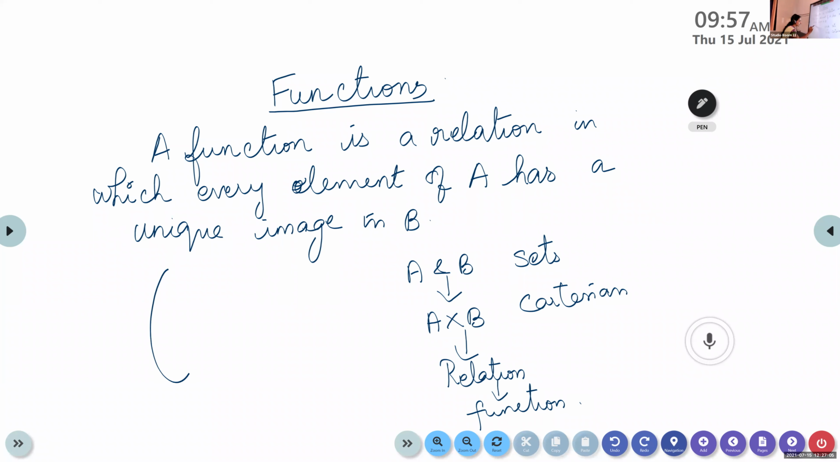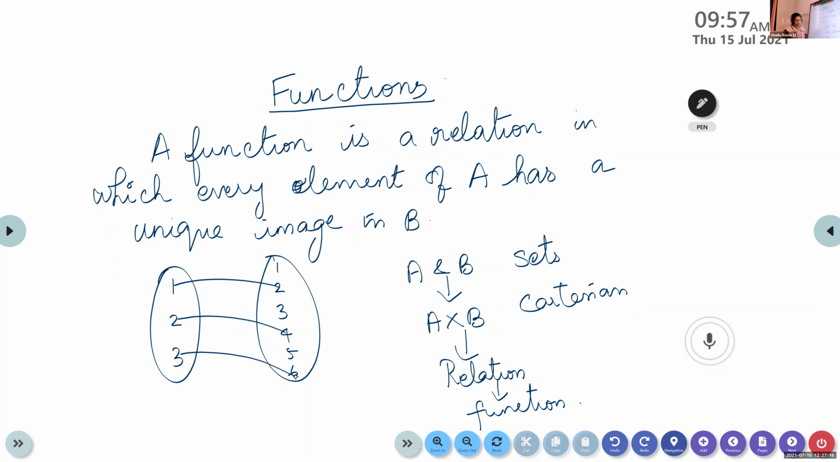For example, listen children, suppose I am having a relation like this: 1, 2, 3 and 2, 4, 6. 1 is mapped onto 2, 2 is mapped onto 4, 3 is mapped onto 6. I'm taking the double of that element. Now, is this a function? What is the definition we have learned? Every element in the domain.